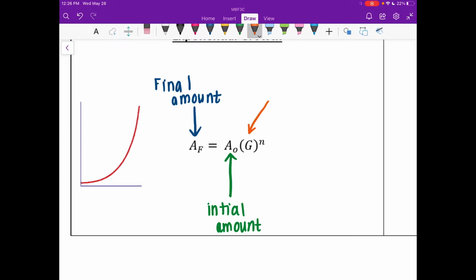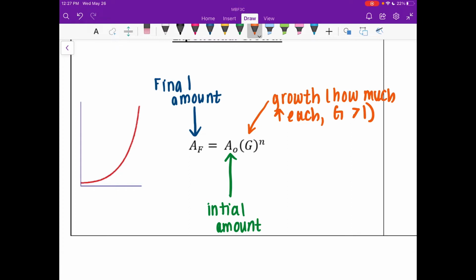G is going to represent the growth factor, how much it's getting bigger by each time, right? How much it increases each time. And this has to be greater than 1. G must be greater than 1, right?